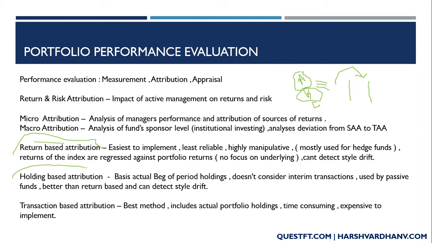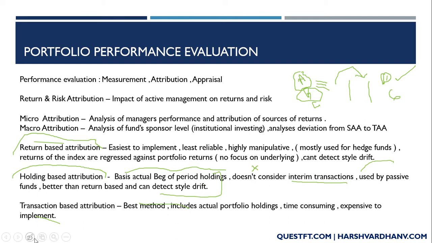The opposite of that will be holding based attribution. It is based on the actual beginning of period holdings, but it has a downfall in that it doesn't consider any interim transactions. So suppose you are seeing a 6 monthly performance of a portfolio, the holding based attribution will be based on the holding that the stock had in the first month, the beginning of the period. And it is generally used by passive funds, but it is better than the return based, with a benchmark to identify any style drift.